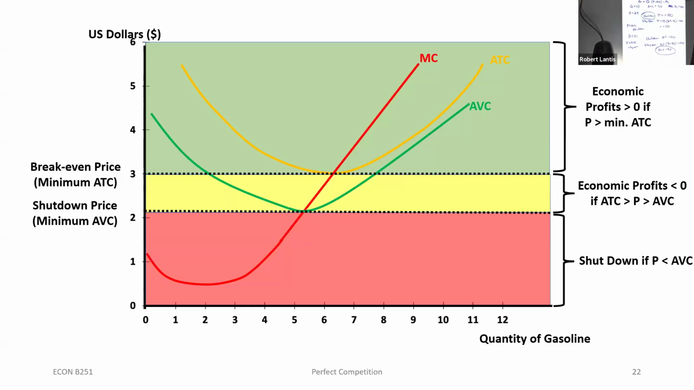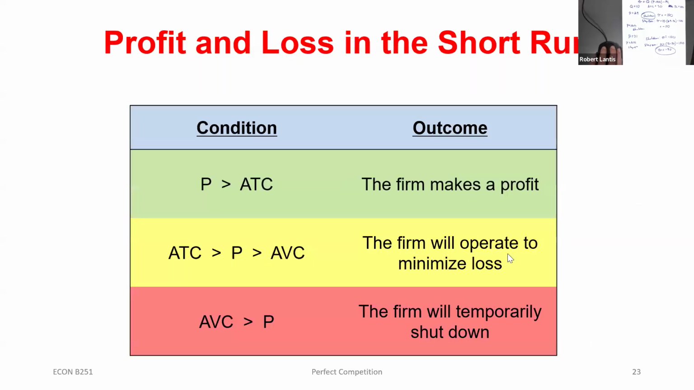So these are really our three different areas. Price above the minimum point of average total cost, profits are positive. Below average total cost, profits are negative, and we can differentiate that area into two different groups. When price is below the minimum of average total but above the minimum of average variable, we should stay open to minimize our losses or maximize profits. Anytime price falls below the minimum point of average variable, we should just shut down. And then I think I have a little summary of that over here.